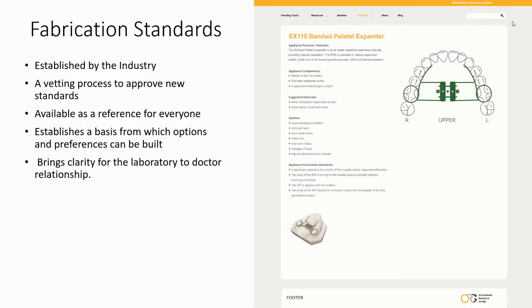And as we were collaborating as a group on what type of picture we should use, it came up that an illustration would be better because it removes subjectivity, and so that's why this was chosen. And if you notice, we have what the components are, the suggested material, different options that can be added, and then what those fabrication standards are.